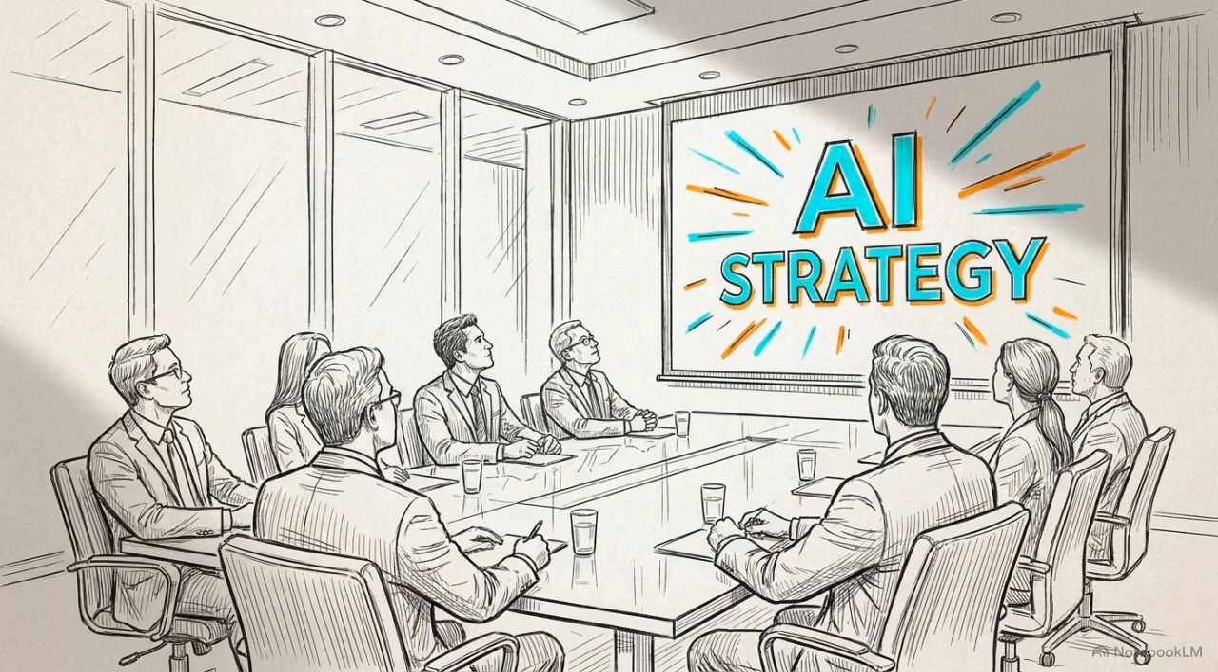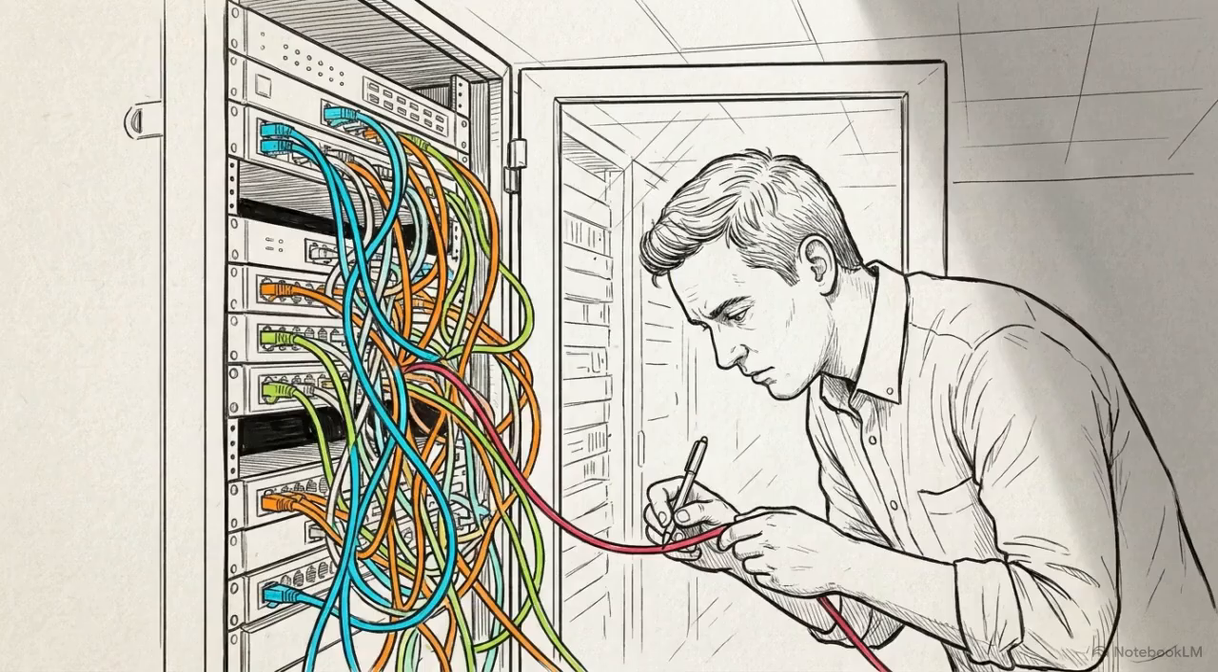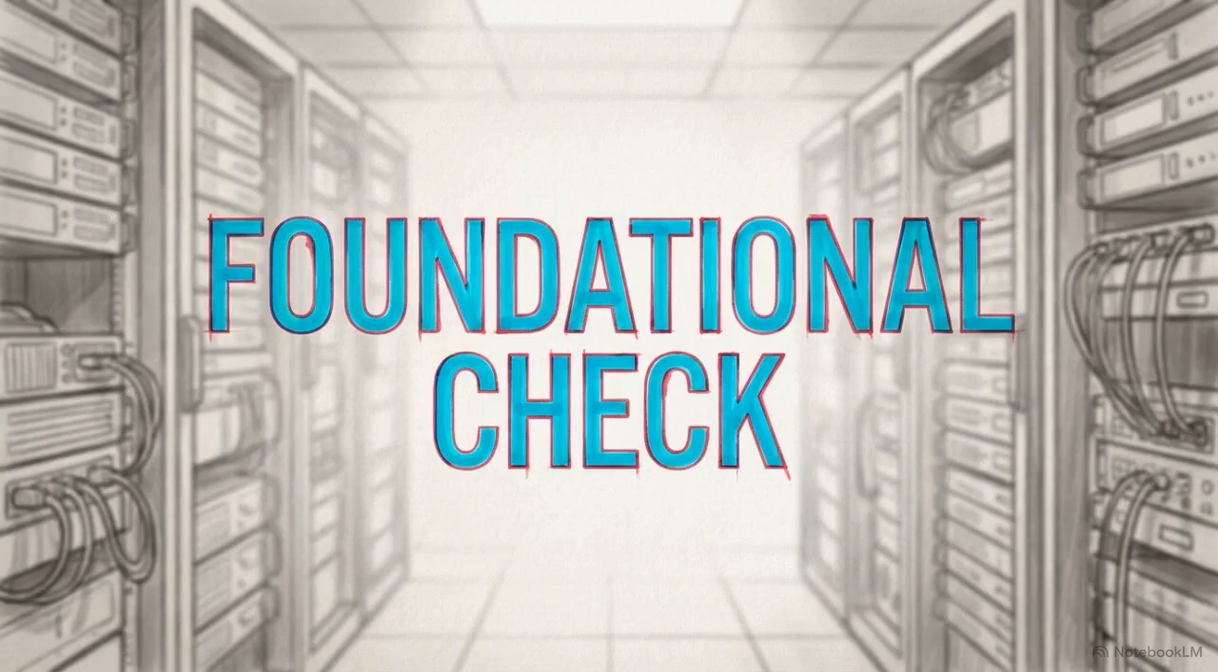Everyone wants AI in the strategy deck right now. Sales teams want it in the pitch, and IT wants it on the roadmap. But almost nobody stops to ask the one question that actually determines if any of it will work. Is the data underneath it truly ready?